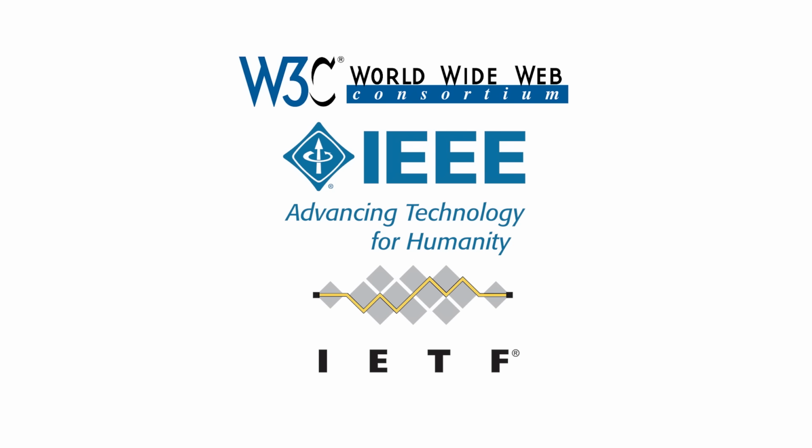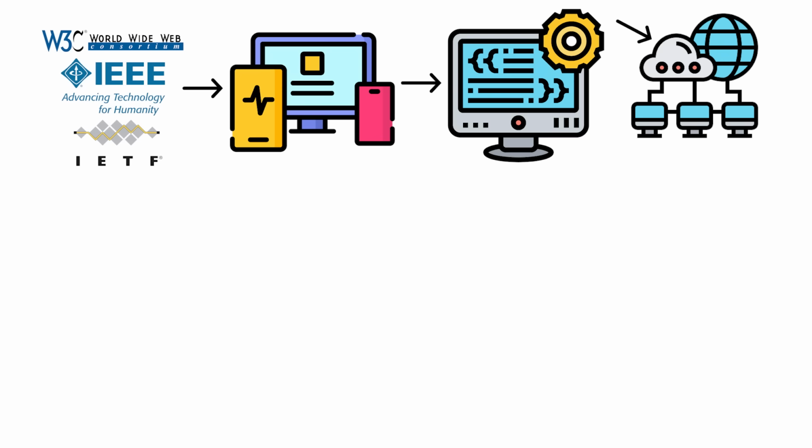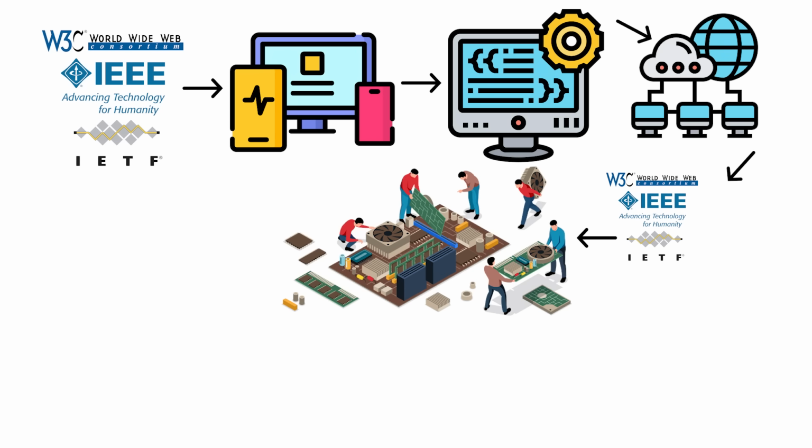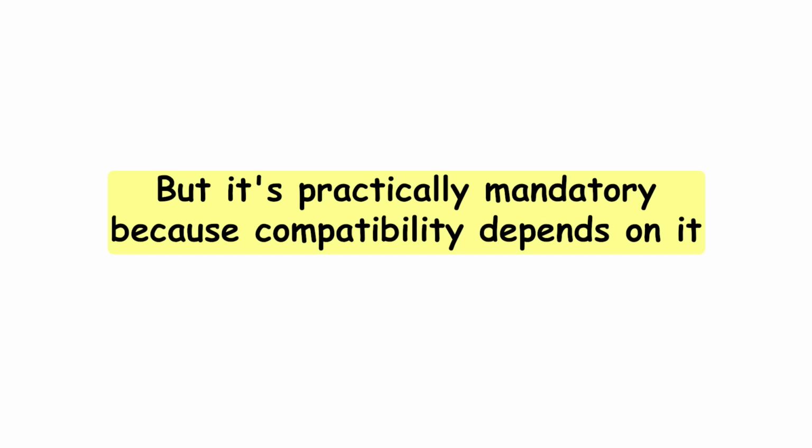Here's the power these organizations have. When they publish a standard, that standard becomes the language the internet speaks. If you want your device, your software, or your network to work with everyone else's, you follow these standards. Manufacturers build hardware to these specs. Developers write software using these protocols. It's not legally enforced, but it's practically mandatory because compatibility depends on it.